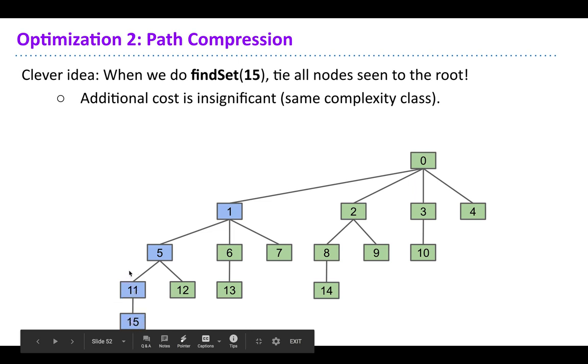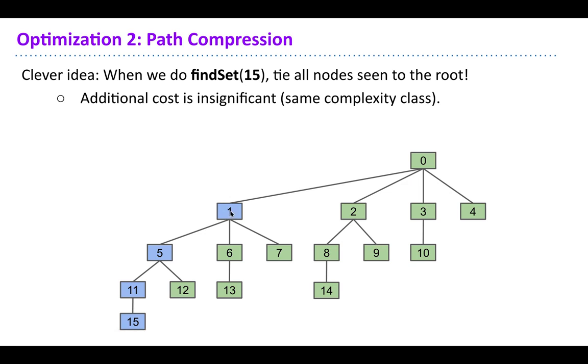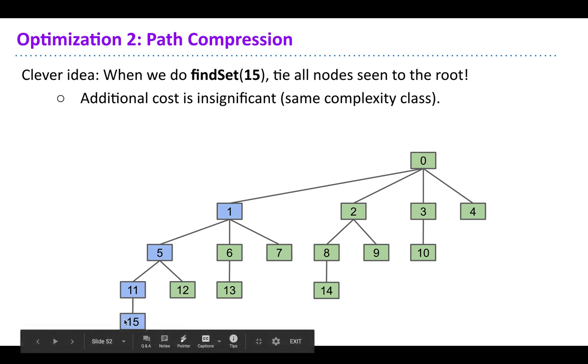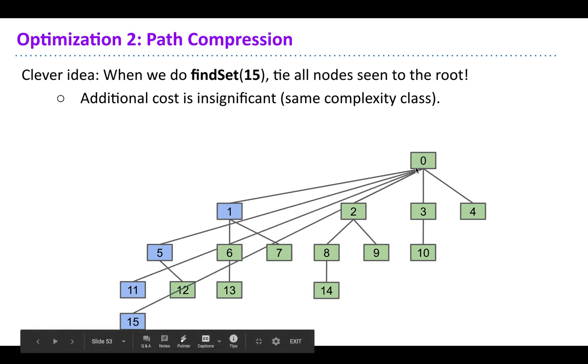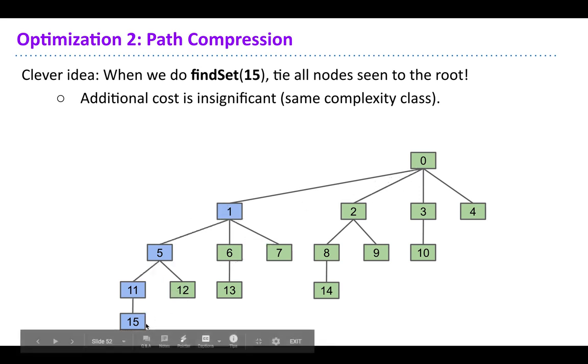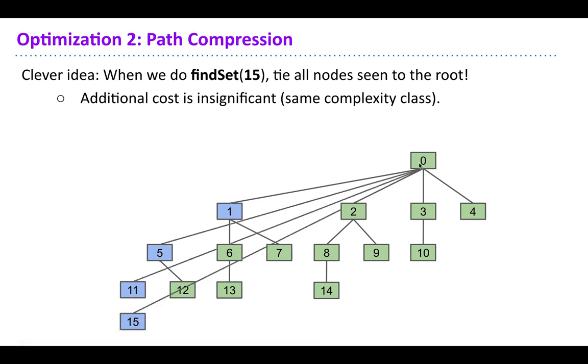I jump to 11, then 5, then 1. Remember, we're always jumping up until we reach something that doesn't have an up arrow. 1 still has an up arrow, so I jump up to 0. What you're going to do is take all of the nodes along that path, every node that was hit during the find set, and after this call, point all of those to the root. As we go up, we keep track of the nodes we saw along the way and then point them at the root at the end.